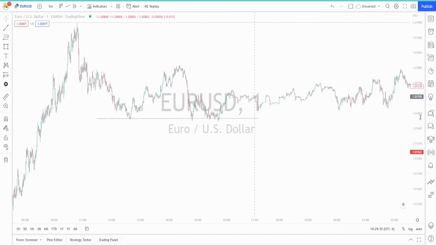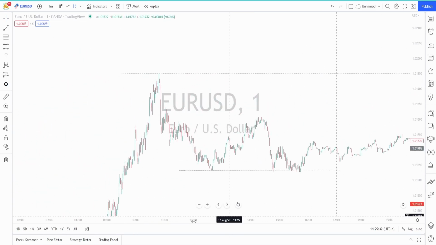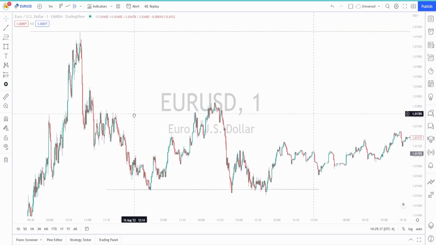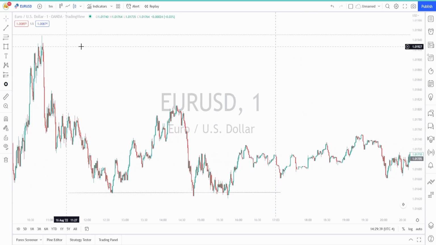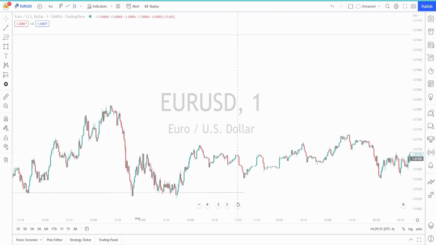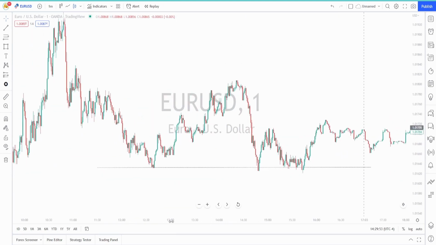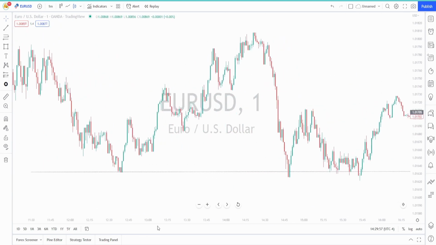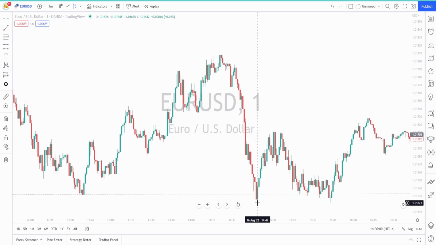Okay, so we're going to start with some of the first lines that are drawn. So you can see that line was drawn from the peak of these and the low. Now, what do we see here? We see price came and pushed right back into it before changing direction.